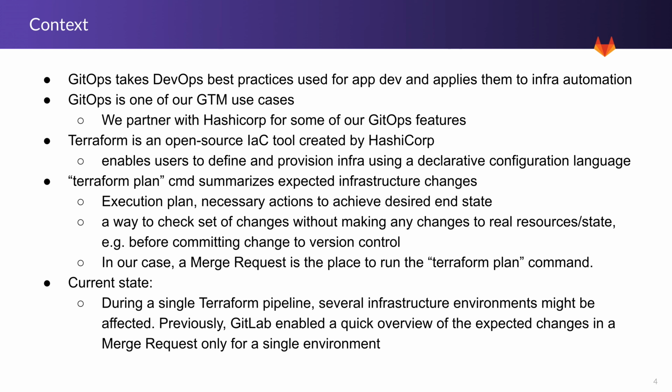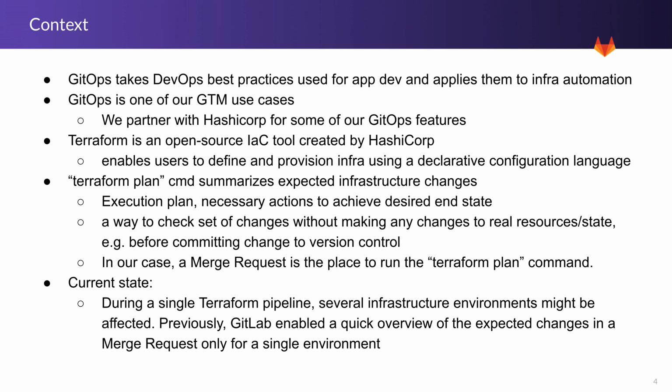Some context. GitOps takes DevOps best practices used for application development and applies them to infrastructure automation. GitOps is also one of our go-to-market use cases. We partner with HashiCorp for some of our GitOps features. Terraform is an open source infrastructure as code tool created by HashiCorp, which enables users to define and provision infrastructure using a declarative configuration language.